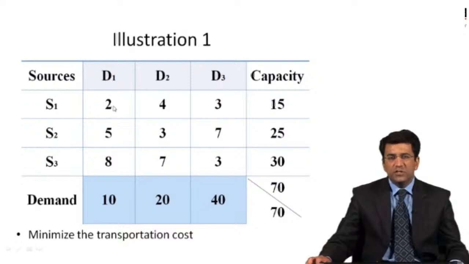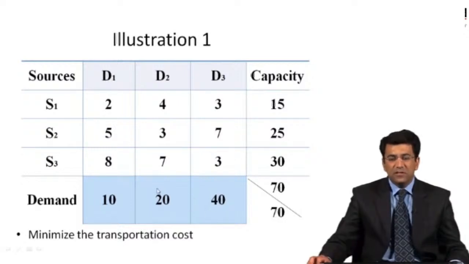That is, 2 rupees or $2 is the per unit cost if we supply a good from source S1 to destination D1. Similarly, the per unit cost of transportation from source S1 to destination D2 is 4. So this is the per unit cost of transportation from a particular source to a particular destination, and the total demand for the different destinations is again 10, 20 and 40 respectively.